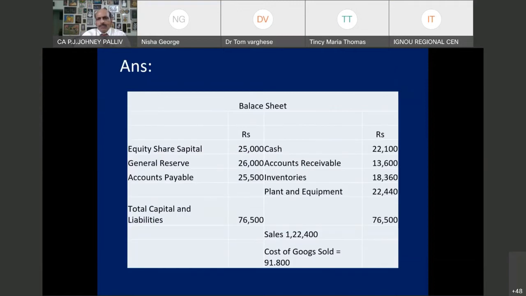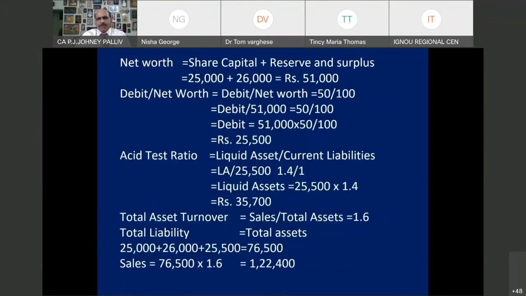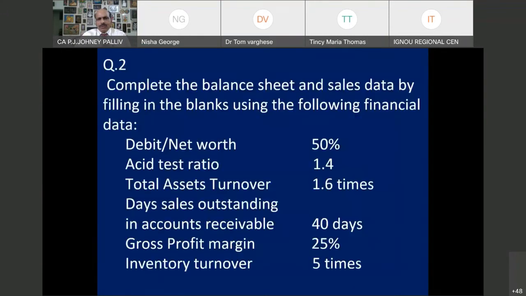And you are required to prepare the balance sheet. That is the question which is asked. Very simple question, but very important question. The question is, you are required to prepare the balance sheet and sales data by filling the blanks using the information.